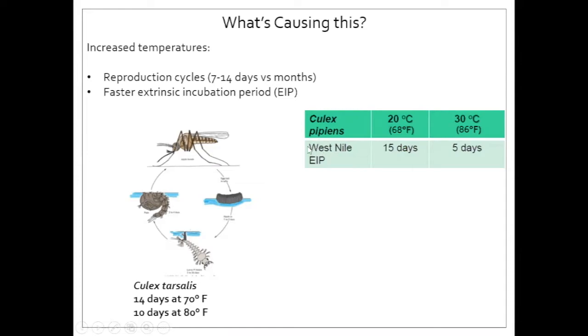So in the case of West Nile virus, it takes the mosquito 15 days at 68 degrees Fahrenheit from consuming that blood contaminated with West Nile virus to becoming infectious. On the other hand, if you were to increase that temperature to 86 degrees Fahrenheit, that same mosquito taking that infected blood meal, it would only take 5 days to then become infectious.